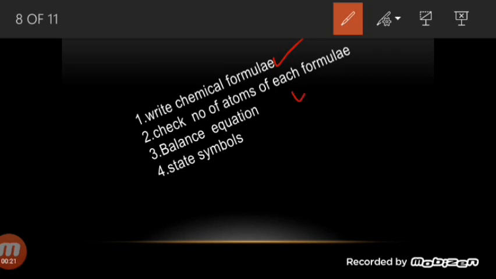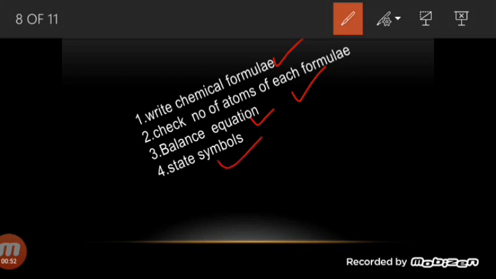The next step is to check the number of atoms on both sides of the equation. You have to count them and see whether both sides are equal or not. Next, the third one is to balance the chemical equation. You have to write down the accurate symbols and balance it along with the accurate number of atoms. Put coefficients if required to balance the number of atoms.